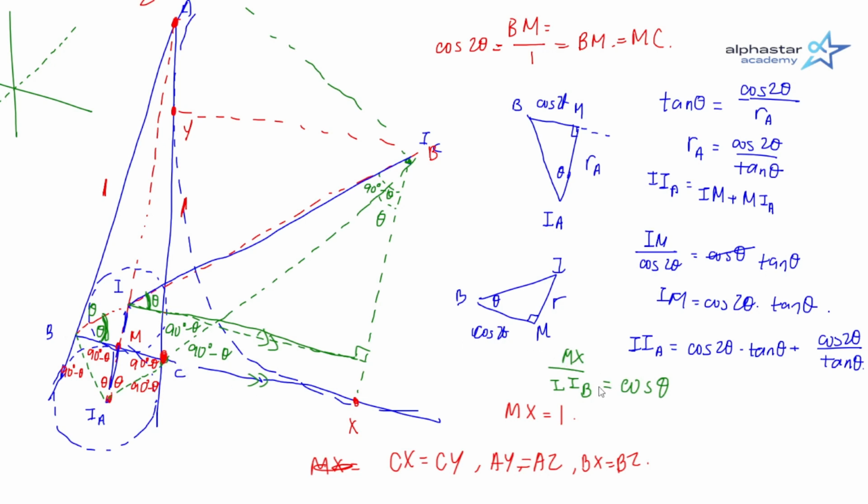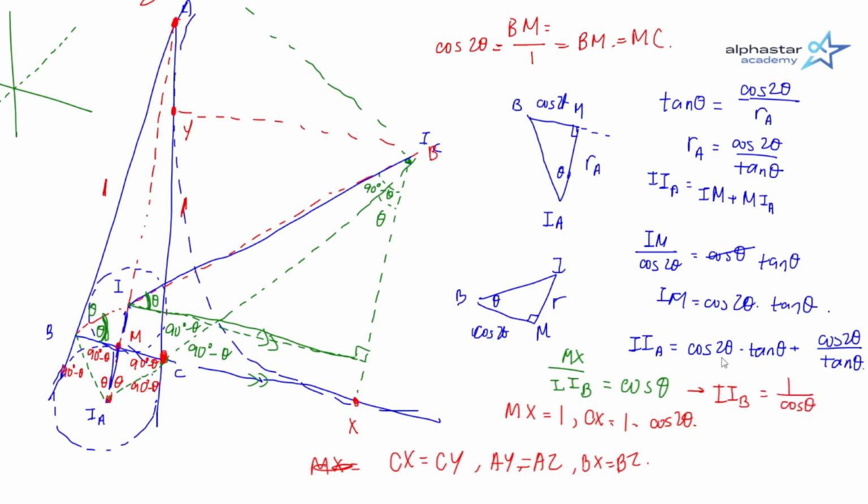And that also tells us that CX is equal to 1 minus MC, which is just cosine 2 theta. So actually we have that IIB is just MX over cosine theta, which is 1 over cosine theta.